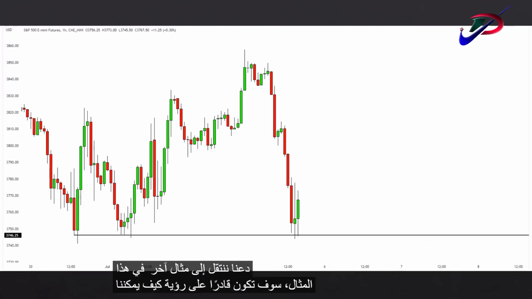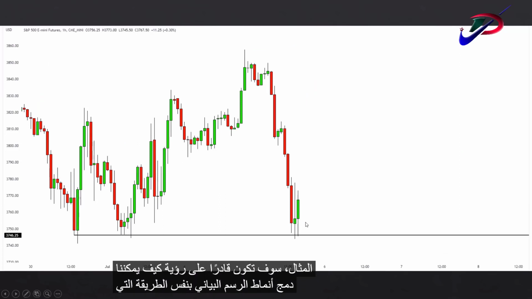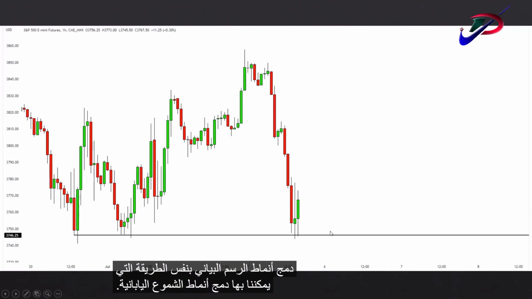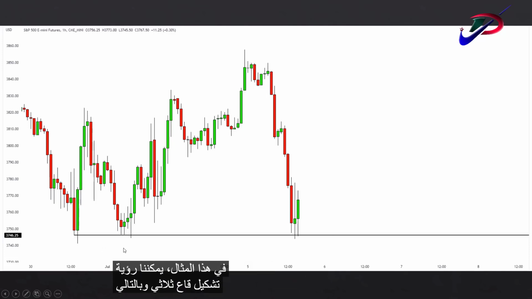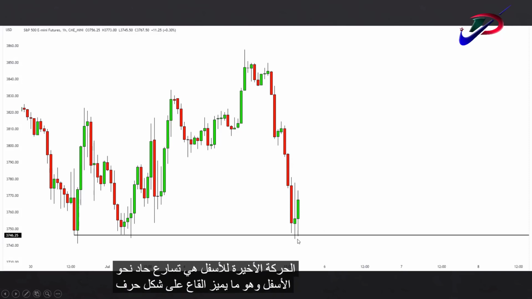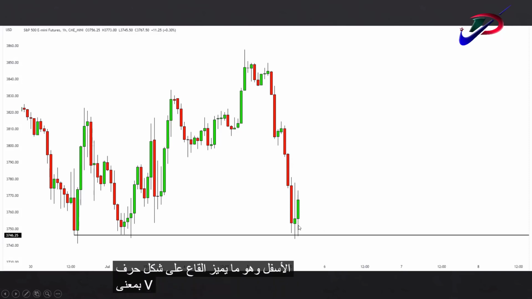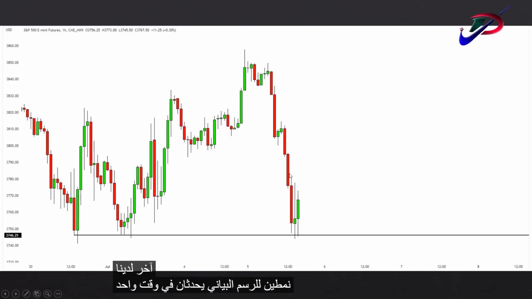In this one, you will be able to see how we can nest chart patterns in the same way that we can nest candlestick patterns. In this example, we can see a triple bottom formation and consequently a strong support line. In this example, we can also observe a V-bottom formation. Notice how the last movement down is a sharp acceleration to the downside, which is characteristic of a V-bottom. In other words, we have two chart patterns happening simultaneously.